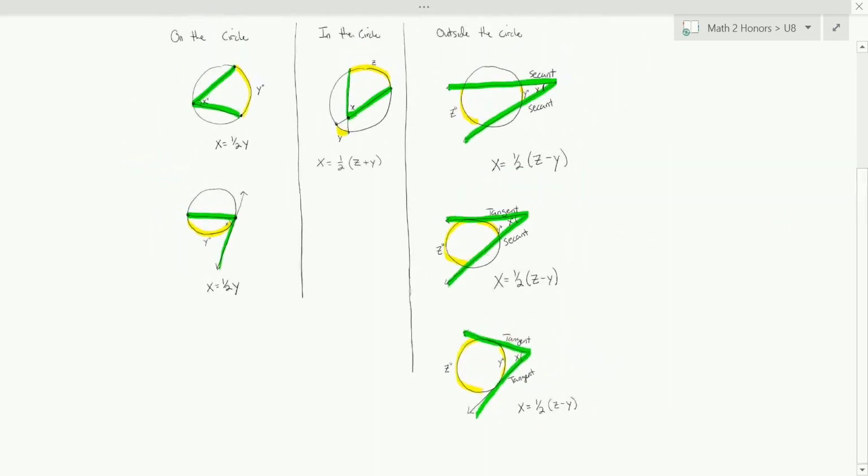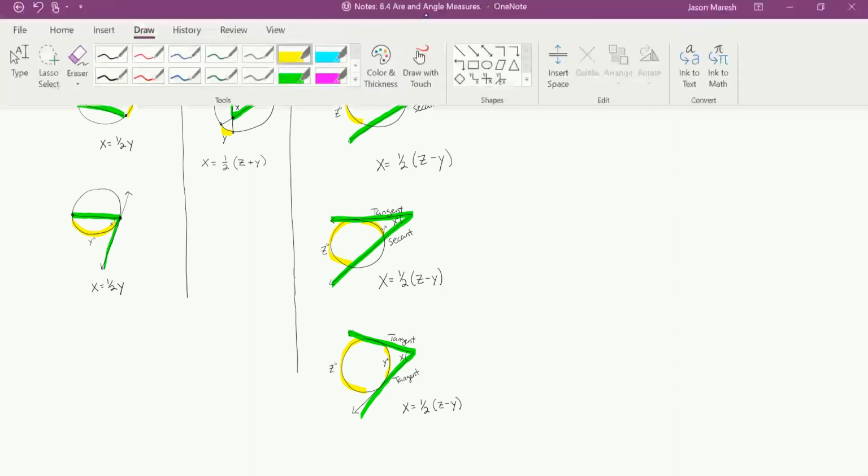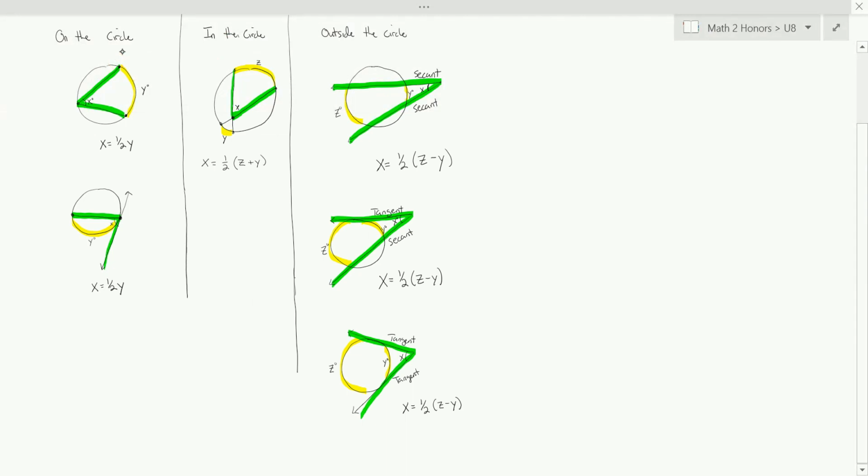So those are all the cases that we'll encounter, other than, well, these are the types of angles you'll encounter with circles. So 2 types with a vertex on the circle, 1 type with the vertex in, and 3 types with the vertex on the outside. And since I'm mentioning the word secant, let's jot down that definition. So a secant line is a line that intersects the circle at 2 points.